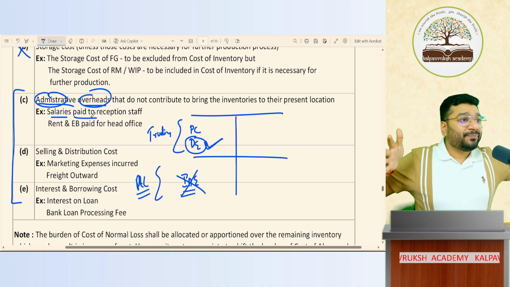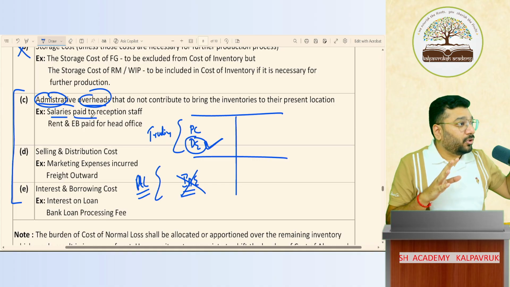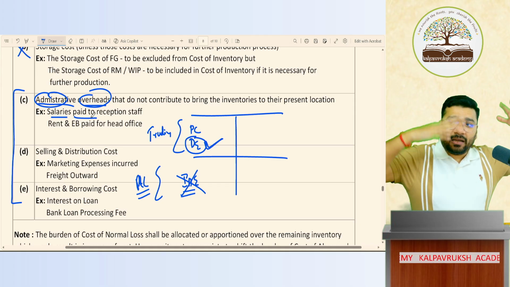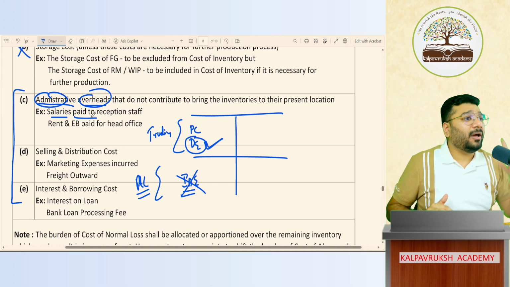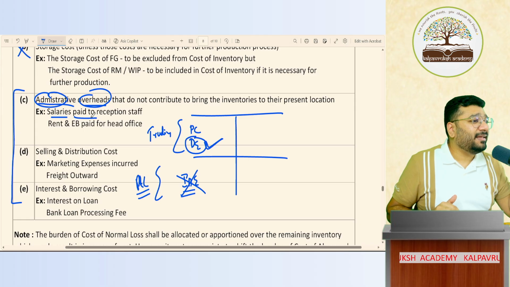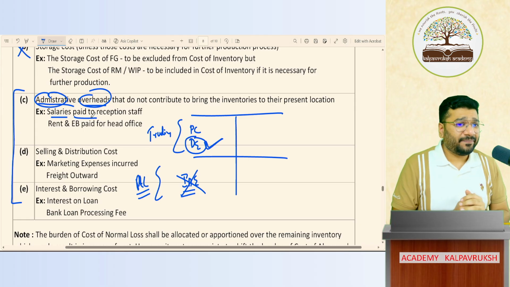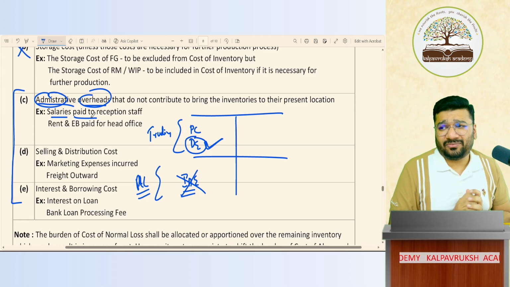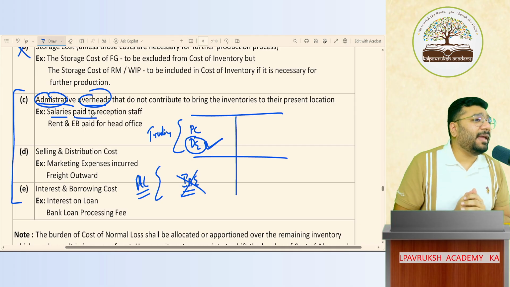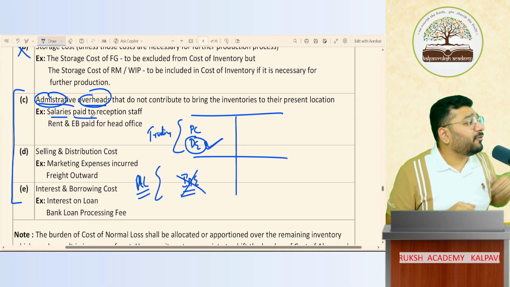Now, I have an office, and there is office rent. To make that front office look very nice and elegant, I have done good interiors. I have seated a beautiful lady there, a receptionist. To that receptionist I'm giving one salary. That salary, will you add it to the cost of inventory? Tell me, no. Rent that I'm paying for this office building, will it be a part of my cost of inventory?